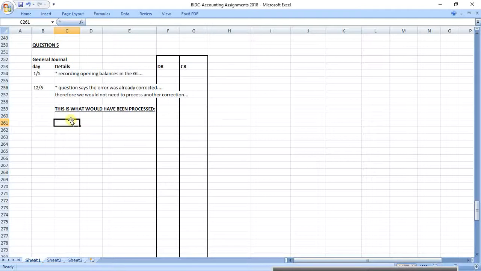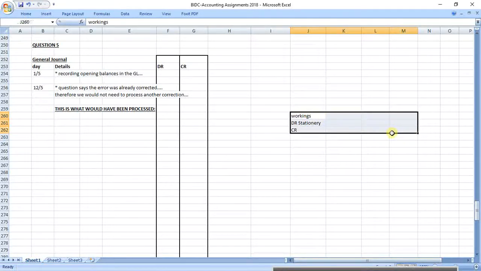An error was made when the purchase of stationery for $105. Okay, so let's understand that. I'm purchasing stationery. So if I'm purchasing stationery, I should have, see, this is workings. I should have done this: debit stationery, do you agree? And then credit something else. That's workings, this is what I'm thinking about, so I can understand what the error was.